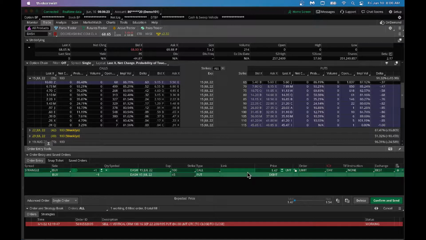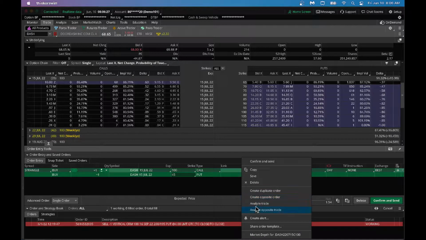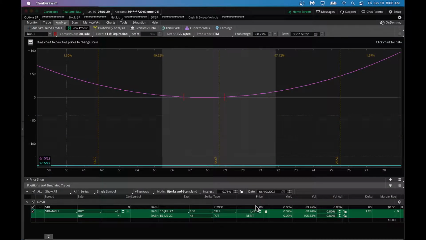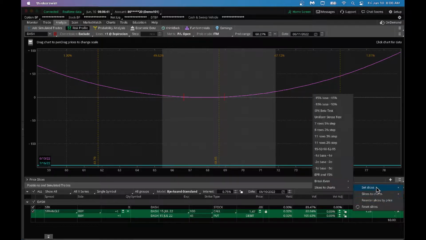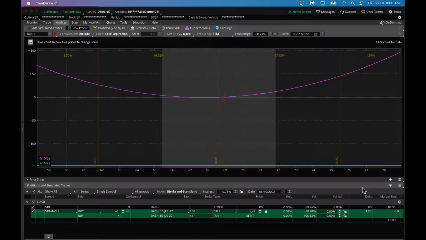If you want to look at a quick analysis, Thinkorswim gives you a nice analyze tab. You can analyze this trade. I would go here and go to analyze trade. Looks like we got multiple things going on here. Let's look at the risk profile and set slices to break even, and we can put our date right here.